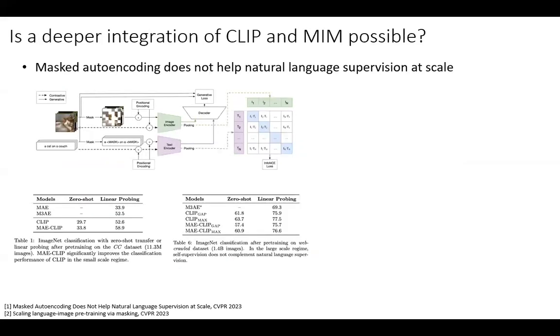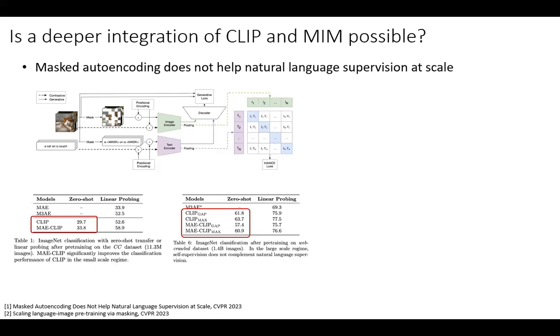So I think in the community, people also tried to investigate, can we have a deeper integration? I believe some of them became papers, and some, due to negative results, never made it into a paper. But indeed, currently it's more like a negative answer. In this paper, masked autoencoding does not help natural language supervision at scale. They also show that at a small scale, MIM is useful to help CLIP, but if you do it at a larger scale, this doesn't help.